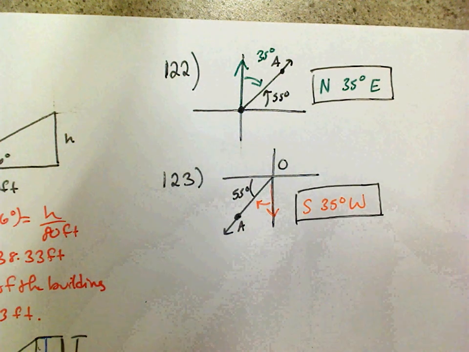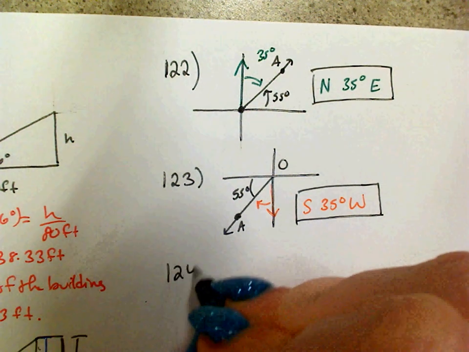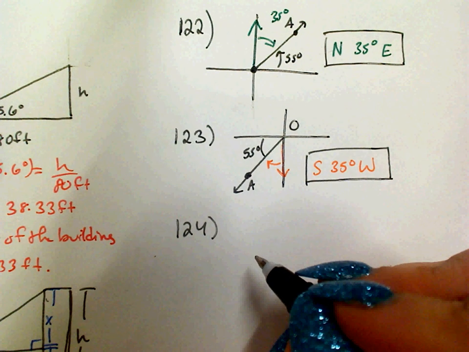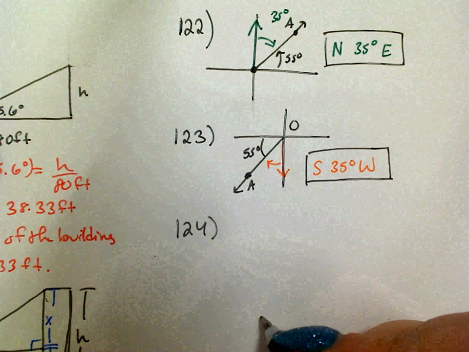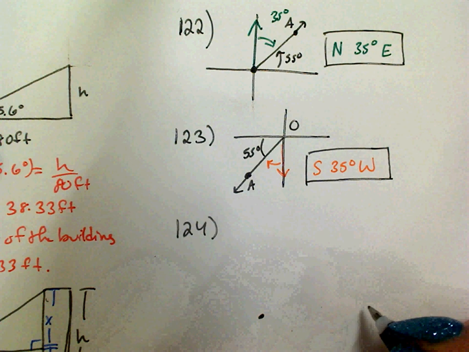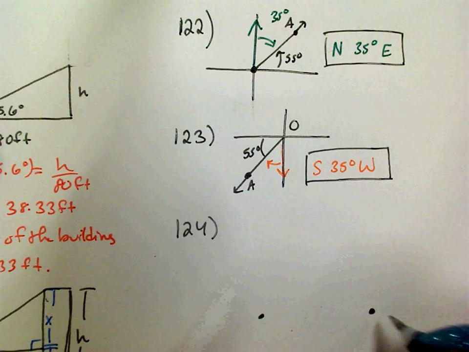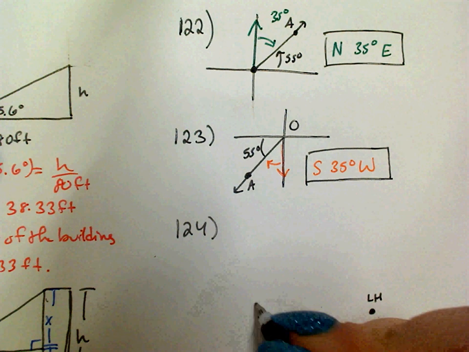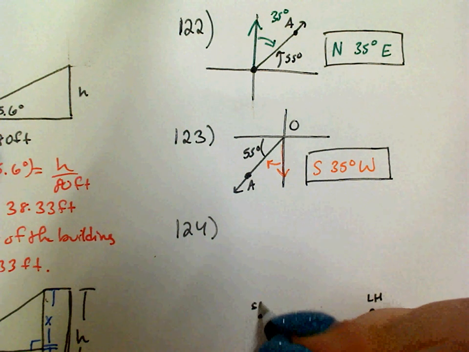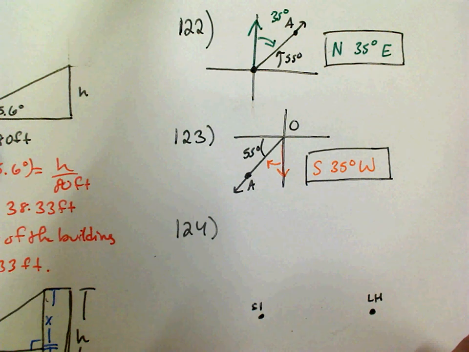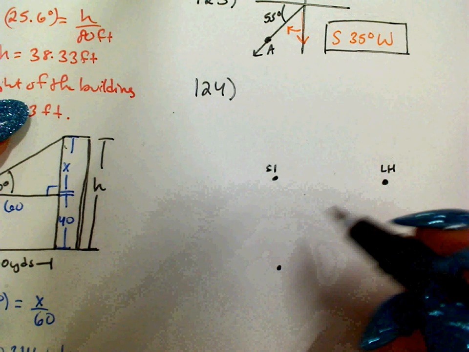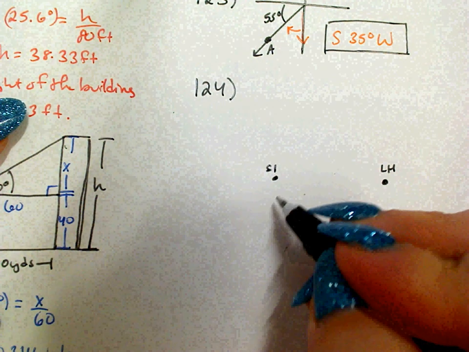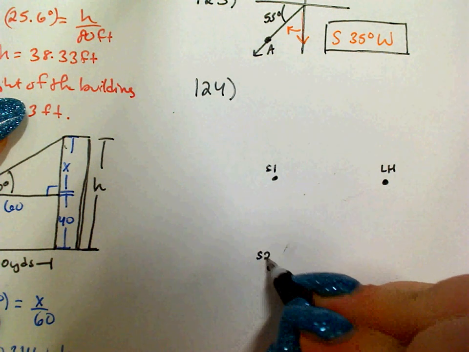Then 124. A ship is due west of a lighthouse. So, ship, and then lighthouse. Ship 1, and then a second ship is 12 miles south of the first ship. So the second ship is due south. So ship 2, 12 miles.